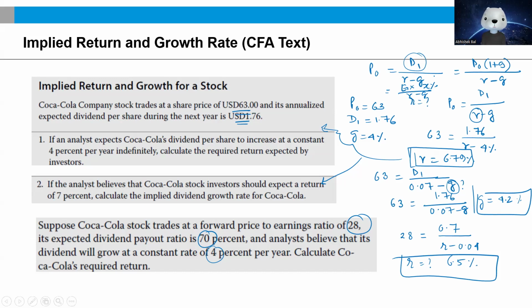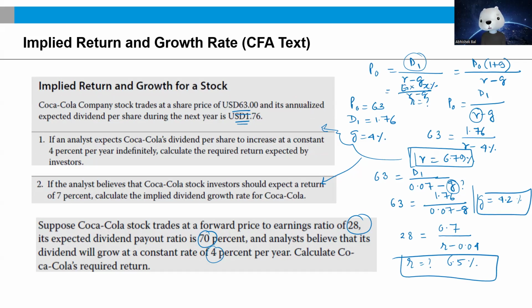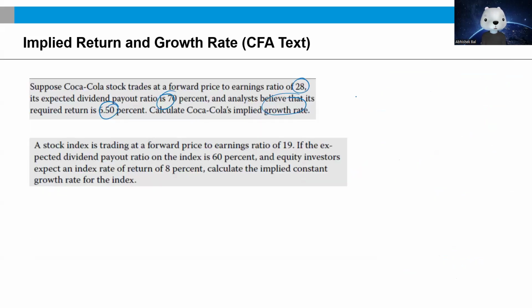The next question again says that the forward PE ratio is 28, expected dividend payout is 70%, required return is 6.5%, and G is to be found out. Now, really speaking, I am not quite interested in doing this because we've already found R from here as 6.5. So obviously, it's just a recalibration of the whole equation. And if you calculate the value of G, it is going to come out to be 4%.